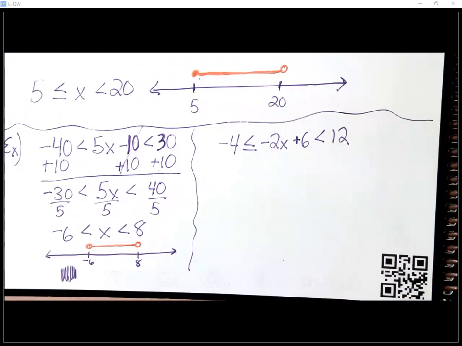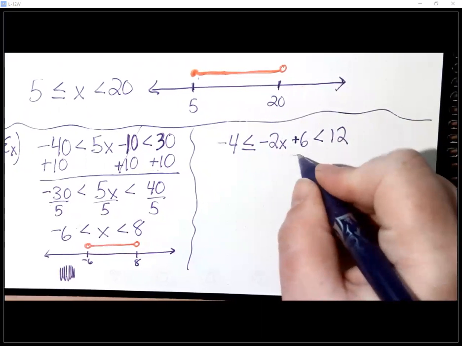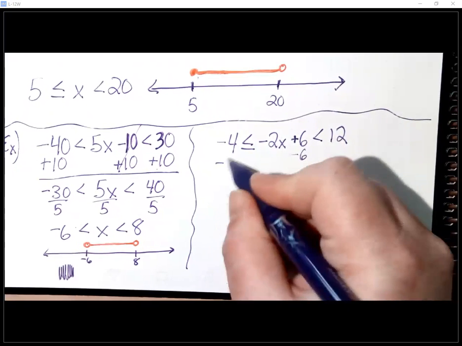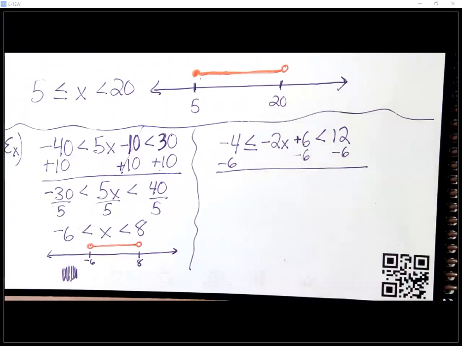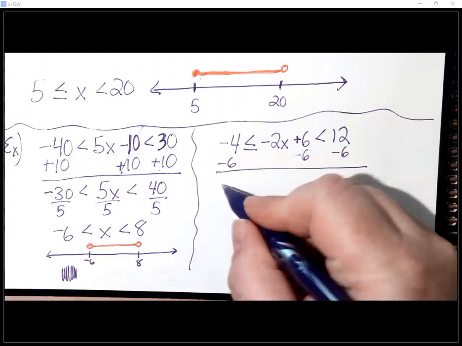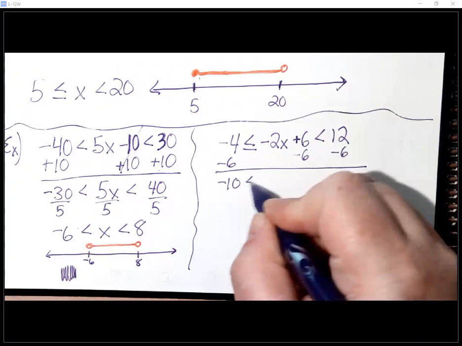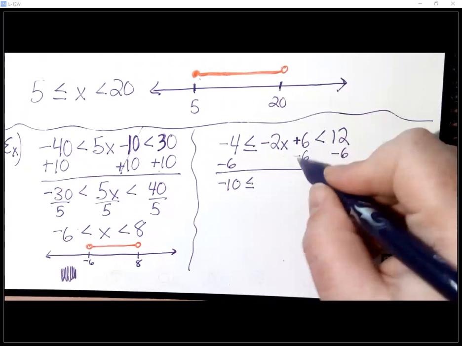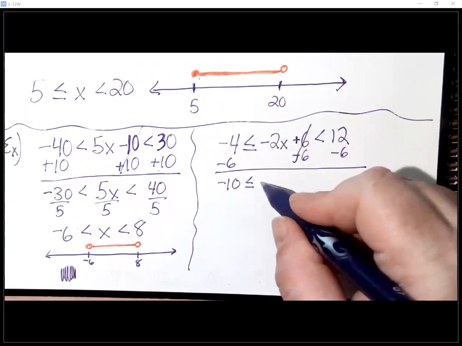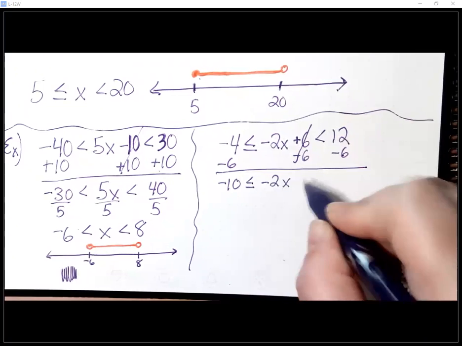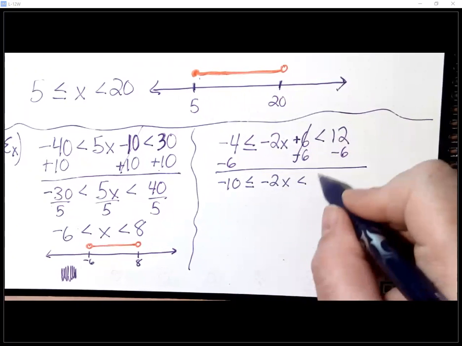Okay, what should my first step be? Yes, let's subtract 6 from the middle, from the left, from the right. -4 minus 6 is going to get me a -10. In the middle, these 6's are going to cancel each other out. So all I'm left with is -2x. And then over here, 12 minus 6 is just 6. All right, now what do I do?